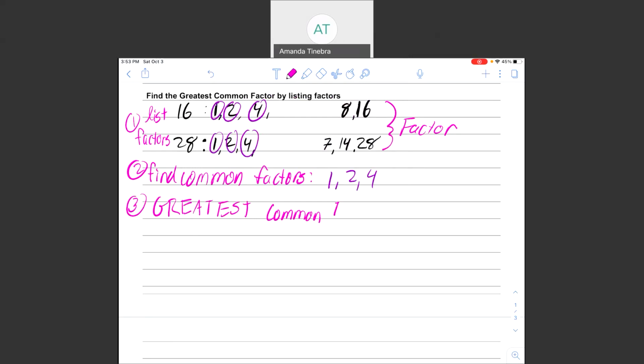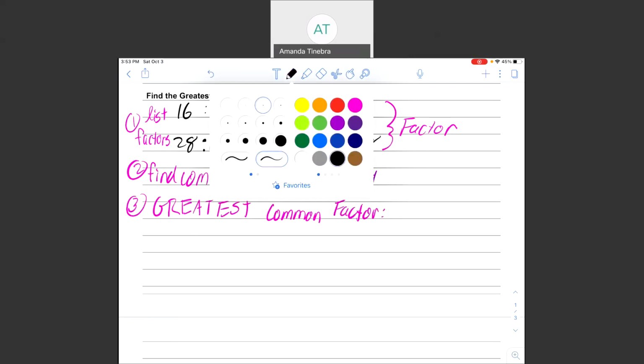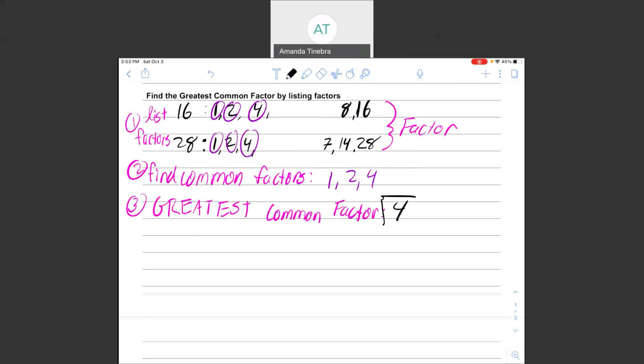So I'm going to look at my common factors and I'll say which one is the biggest, 1, 2, or 4. Well, clearly 4 is the largest. So my answer is 4. That is my greatest common factor.